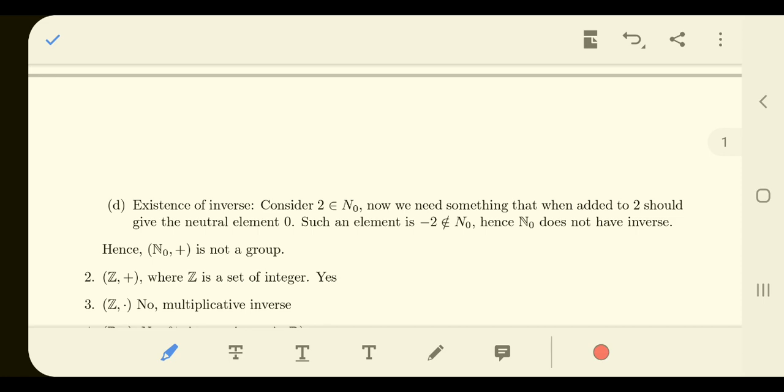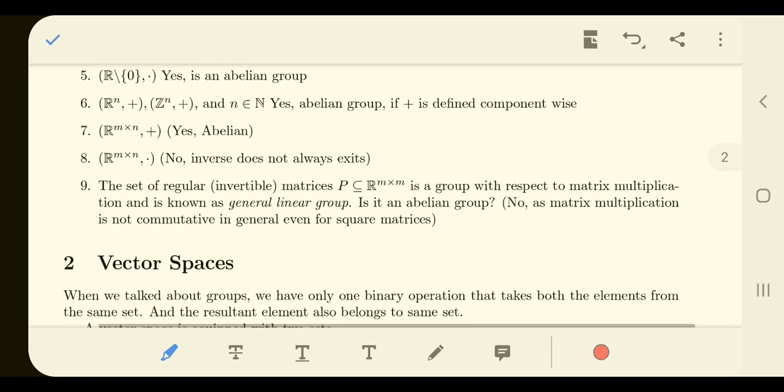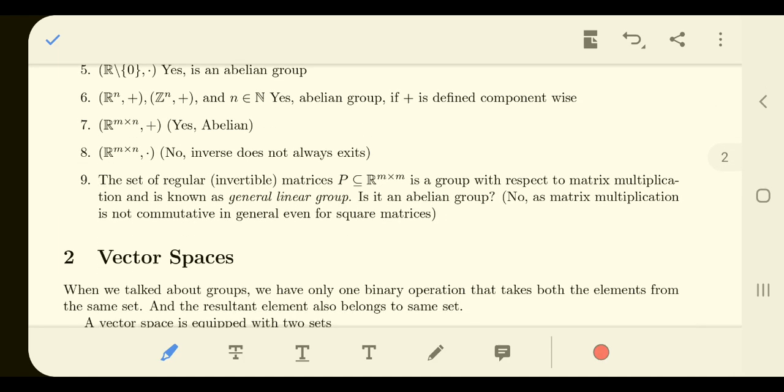And that's the proof. Okay, so in the next video we'll talk about vector spaces, and there are certain examples. You can try them by hand and see whether they are groups or not.